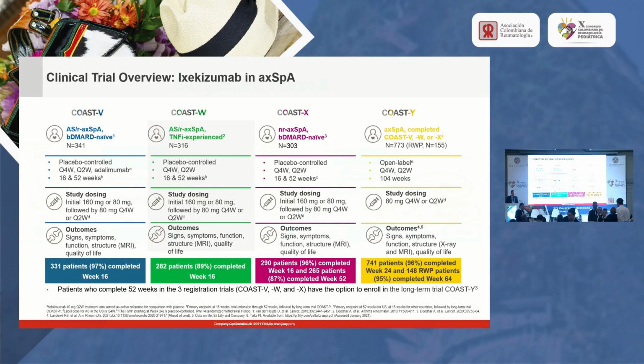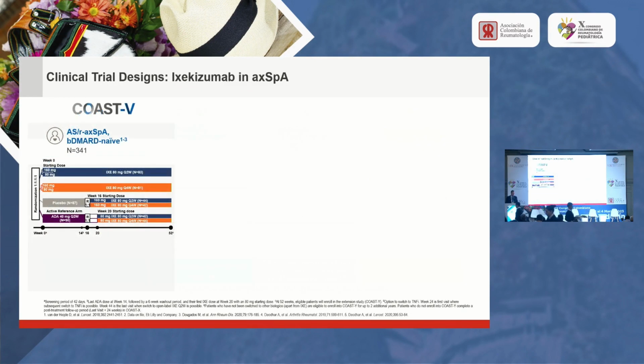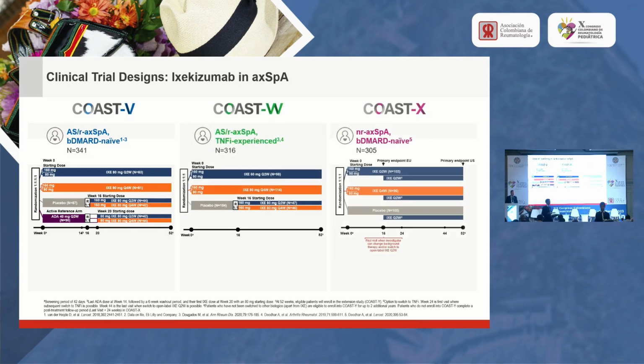So the ixekizumab program has included the COAST V and the COAST W studies. These are ankylosing spondylitis data, with or without pre-treatment with a TNF blocker. The COAST X, that is for the non-radiographic, and the COAST Y, that is for the extension periods. All of them, nevertheless, had more or less the same design. The patients got the treatment or placebo, and thereafter went on with the active drug. So you see here the designs.